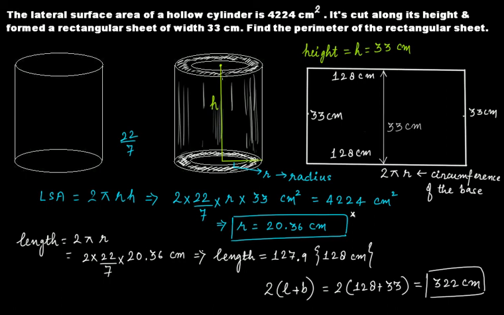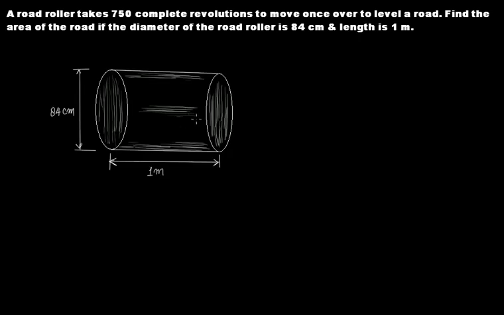The height is this one. In this case, it has been kept horizontally. Your cylinder is kept horizontally. This length is nothing else but the height, because it is now kept horizontally. So this is actually height. You have to remember this thing.